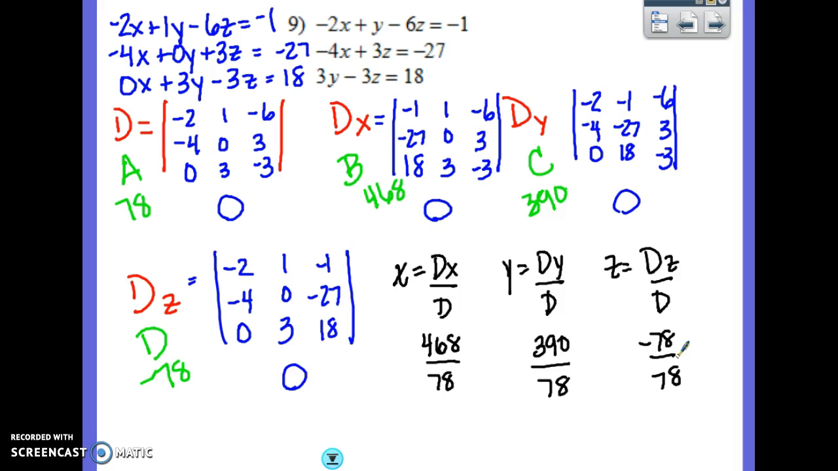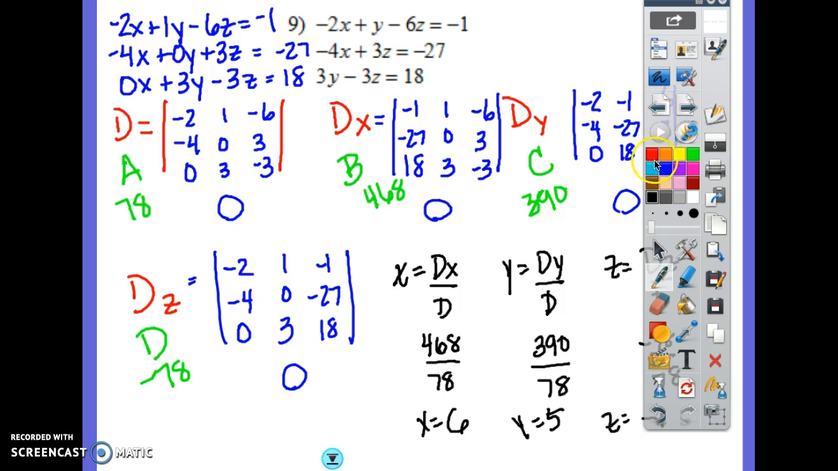468 divided by 78 is 6. 390 divided by 78 is 5. And of course, negative 78 divided by positive 78 is negative 1. So x equals 6, y equals 5, z equals negative 1. And likewise, if you go back to the very beginning and you plug in x equals 6, y equals 5, and z equals negative 1, it will make each equation true.